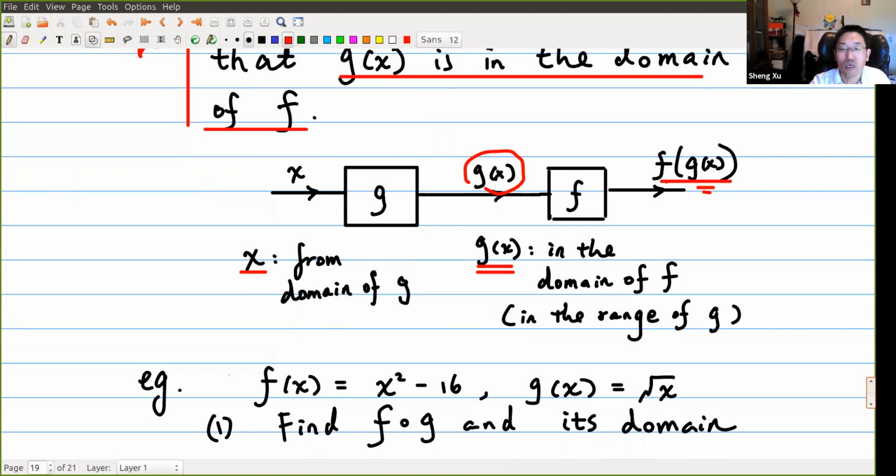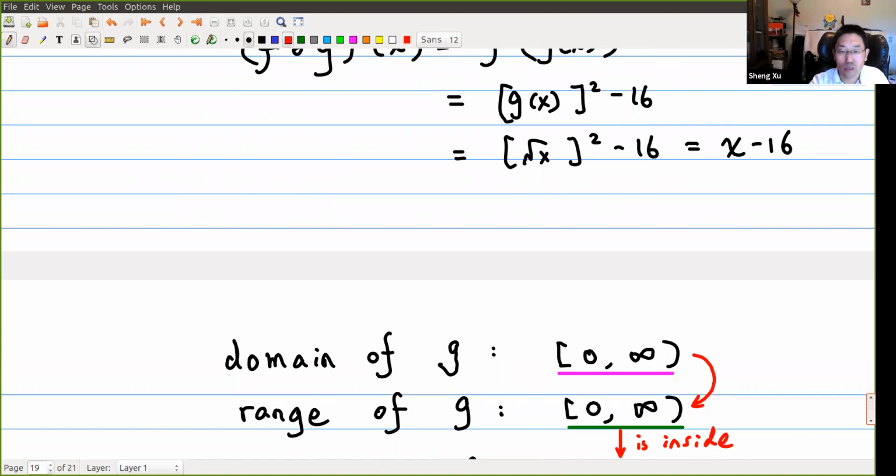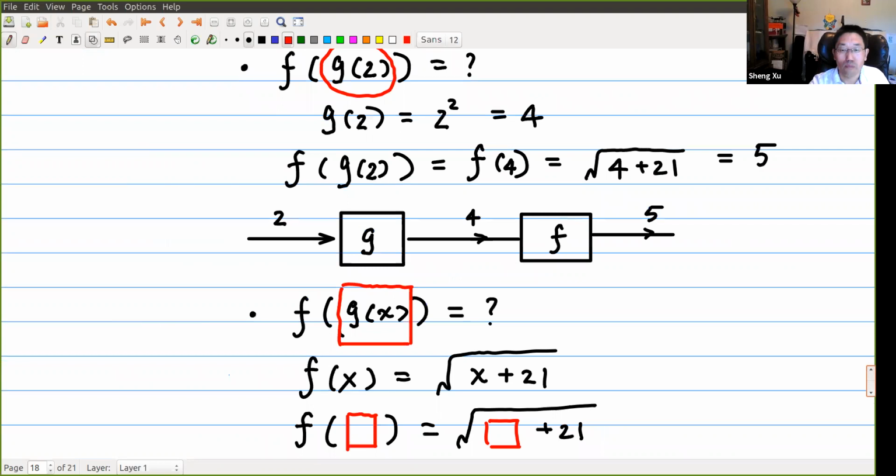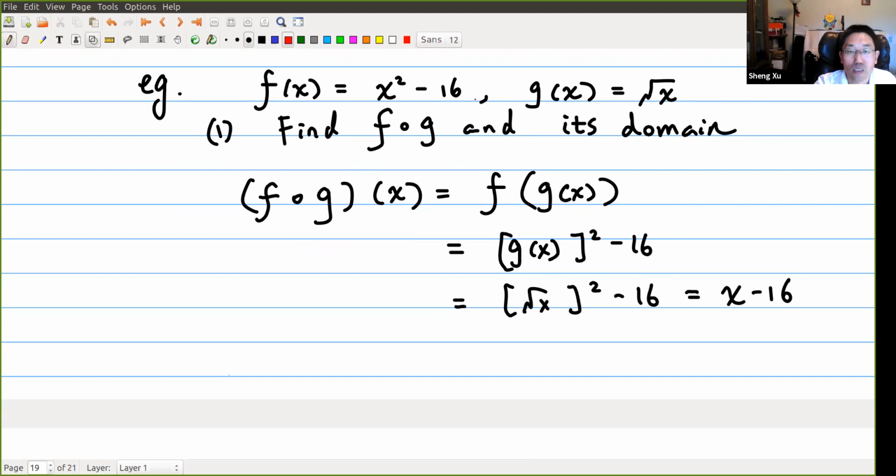So let me give an example here. I think we're almost done with this material. For example, f(x) equals x squared minus 16, g(x) equals square root of x. I want you to find the composition of f with g and its domain. So (f composite g)(x) is equal to f(g(x)). g(x) is the square root of x, and f is x squared minus 16, so you replace this x by g(x) as a placeholder. It's g(x) squared minus 16. Then you substitute g(x), the square root of x, so it's the square root of x squared minus 16, which equals x minus 16. So that's the composite of these two functions.